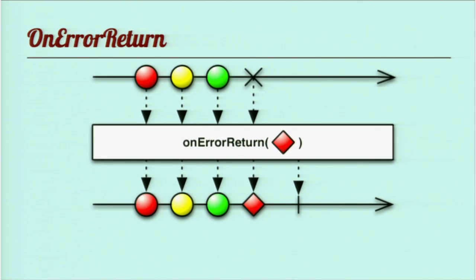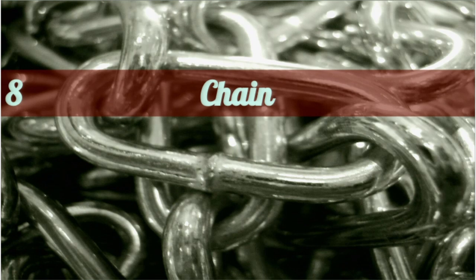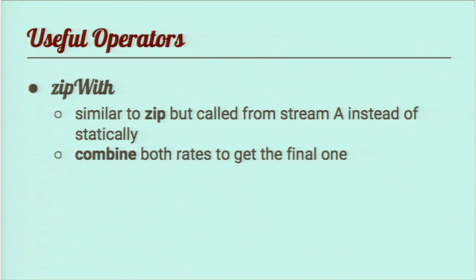Now we'll have a look at another part of the API, which is chaining, and how chaining can help us in day-to-day scenarios. So we saw already zip and zipWith. So zipWith is directly called from an observable, whereas zip was a factory method, a static method on the Observable class, but the idea is the same in both operators.